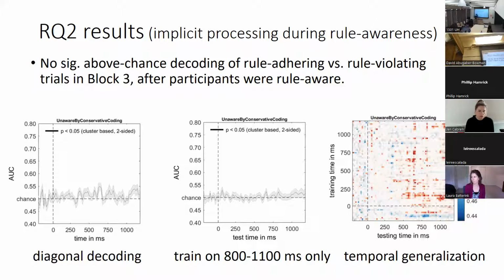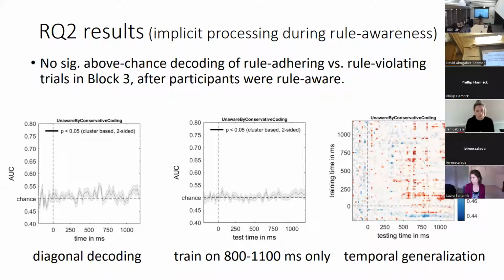Okay, when we look at a time window generalized approach, what we did was we trained the MVPA decoder only on the time window from the ERP epoch in which the significant ERP effect was found, and then we tested the decoder's performance. And here again, it's at chance level. Here on the bottom right, you can see the temporal generalization matrix, which tests each training time point against every other time point.